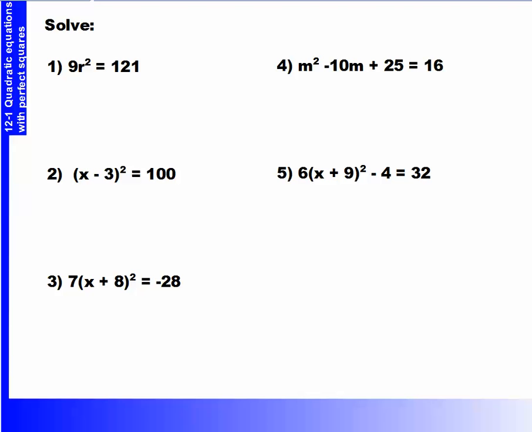You could divide it by 9. I'll divide both sides by 9. Because when a number is next to a letter, it means that you are multiplying. So we'll divide by 9, divide by 9. And we're going to keep that as an improper fraction.